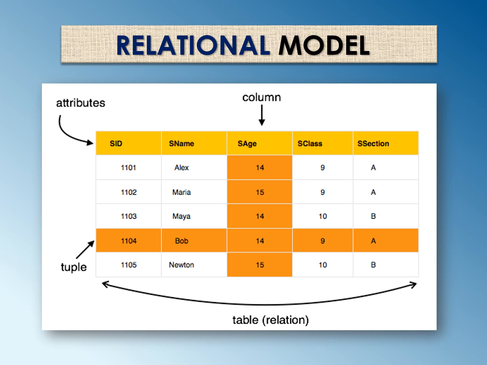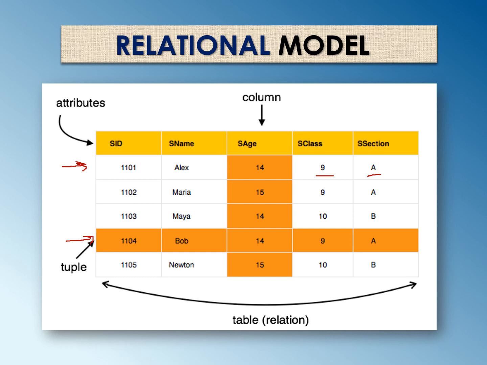This is a diagrammatic representation in the relational model. Now we have various records. Can you see these horizontal lines? These are called tuples. Like student ID 1101 for Alex, having age 14, studying in class 9, and the section of the student is A. This stores one complete set of information for one object, that is one student. This we call a tuple, right?